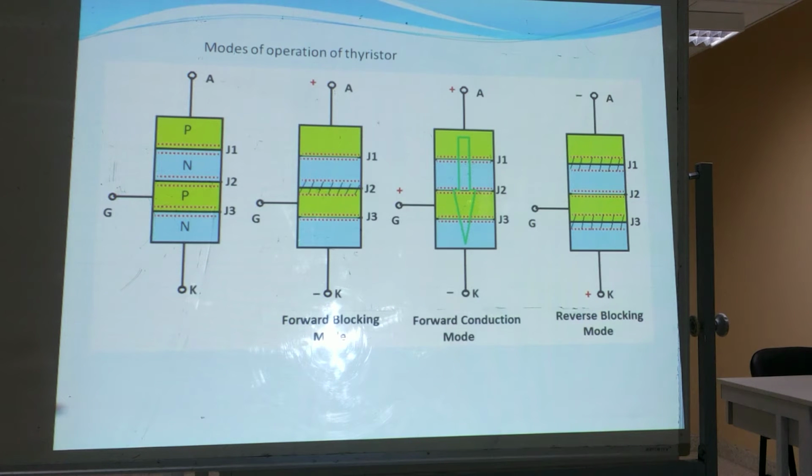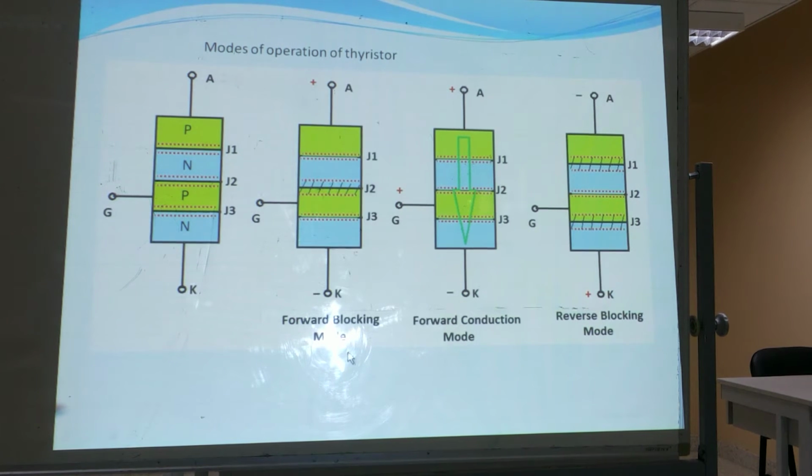So first we discuss modes of operation of thyristor. So this is the thyristor in normal mode: anode, cathode, gate. Junctions are in normal conditions. In the second case, if you make anode positive with respect to cathode, J1 and J3 become forward biased, whereas J2 becomes reverse biased. Why? Because you see here PN becomes forward biased, PN becomes forward biased, J1, J3, whereas J2 is NP. So junction J2 will become reverse biased.